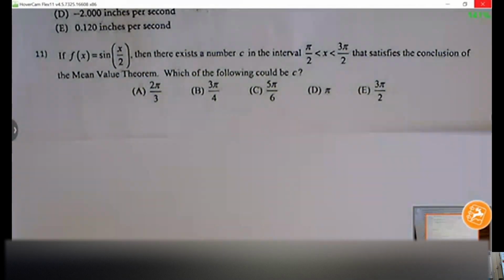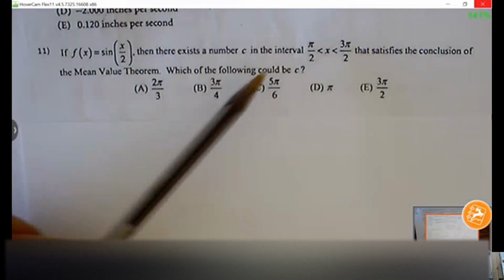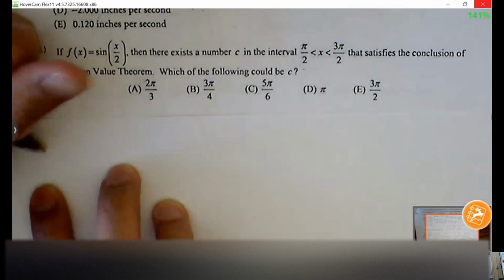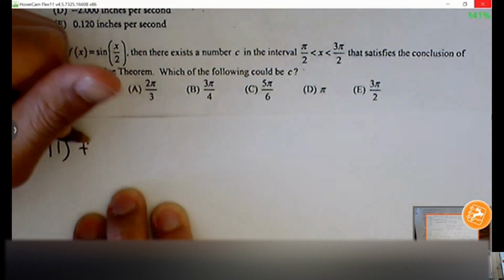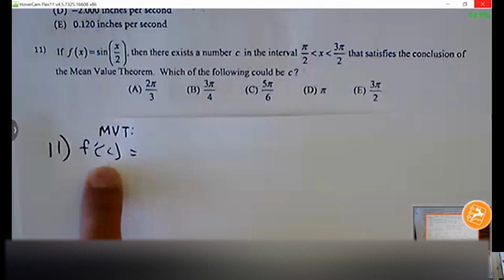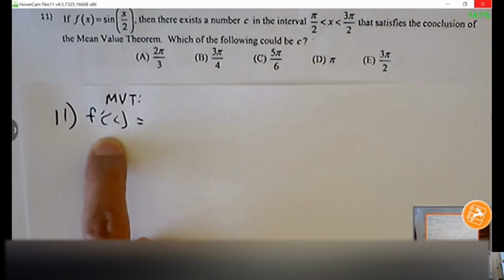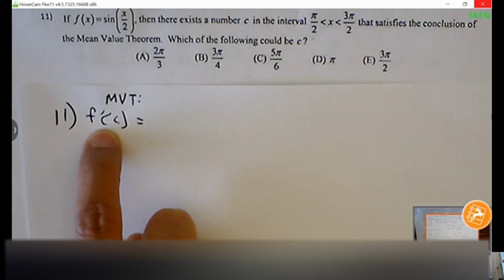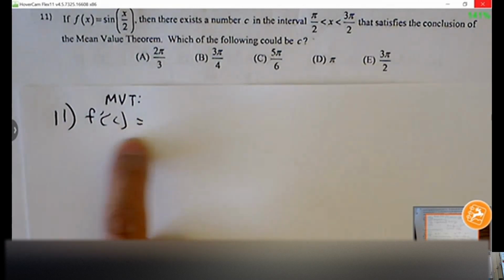Okay, so it says f of x equals sine of x over 2. There exists a number between pi over 2 and 3 pi over 2 that satisfies the conclusion of the mean value theorem. What could be the value of c? Okay, so let's set up the mean value theorem. You can also find it on your formula sheet. It says the slope between the endpoints is going to exist somewhere along the curve. So we're trying to find the location on the curve where it matches exactly the slope between the endpoints.